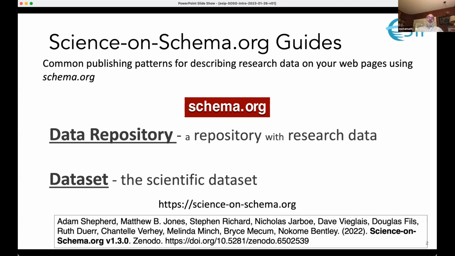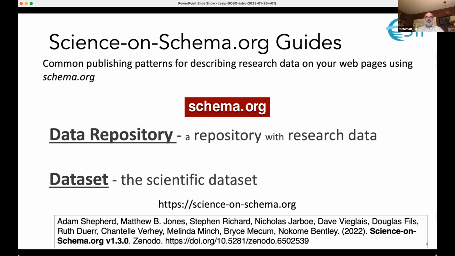So the Science on Schema.org guidelines are a set of conventions to try to make it clearer how people can effectively mark up their datasets on their websites and make those available to the general search and science communities, as well as to represent information about data repositories. So basically information about the facilities that hold that dataset.